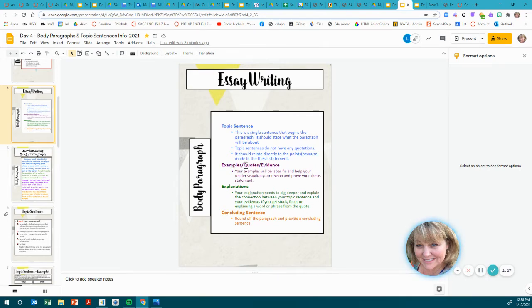So if you say an example, you say, for example, or if you give a quote or you give some evidence that supports your topic sentence, then you need to explain why you put that in there. Your explanation needs to dig deeper and explain the connection between your topic sentence and your evidence. If you get stuck, focus on explaining a word or a phrase from the quote, but you need to have an explanation.